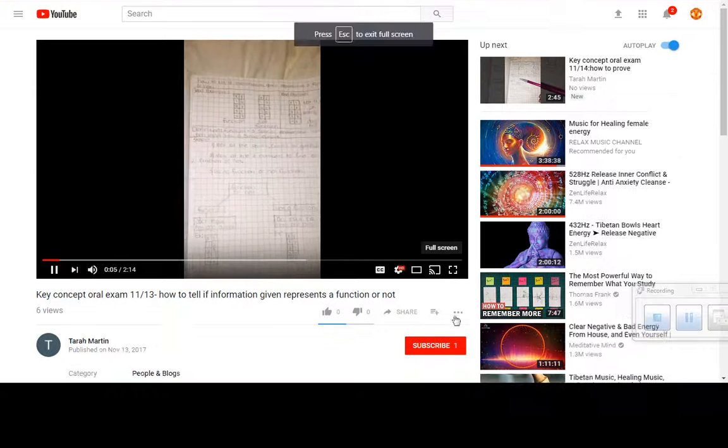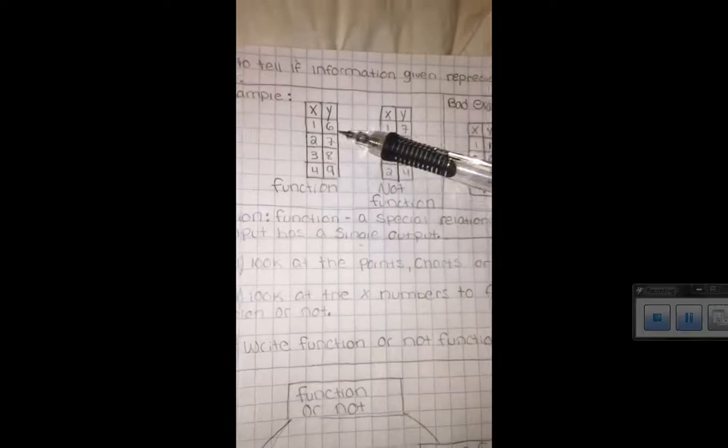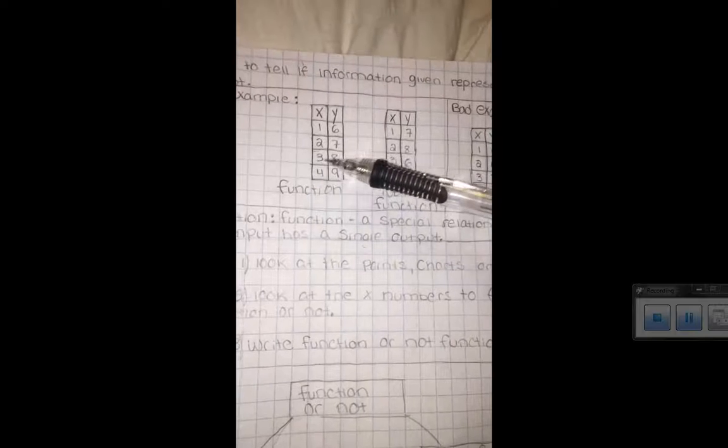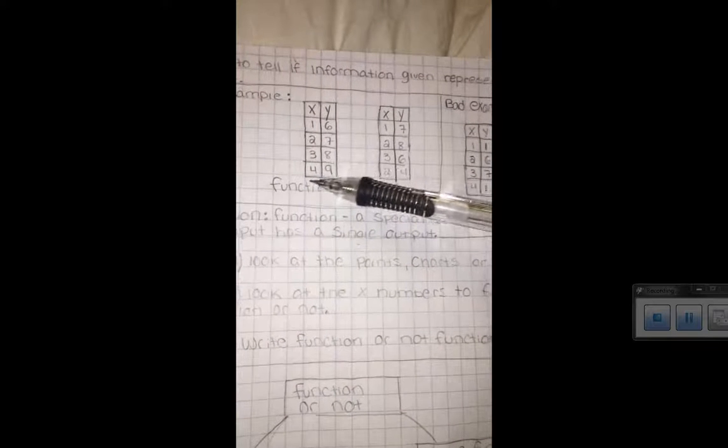Here is number 5. So I did have to tell if information given represents a function or not. For a good example, I picked 1, 6, 2, 7, 3, 8, and 4, 9. So a function is each input has a single output. So 1 has a single output of 6, 2 has a single output of 7, 3 has an output of 8, and 4 has an output of 9. So that would be a function.